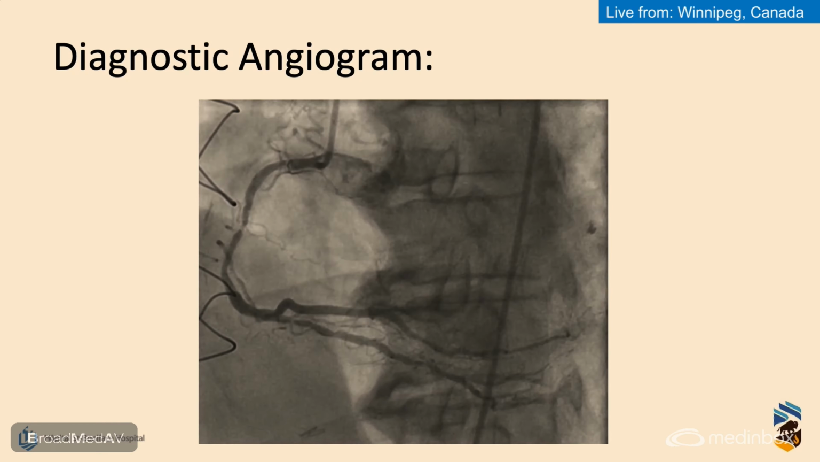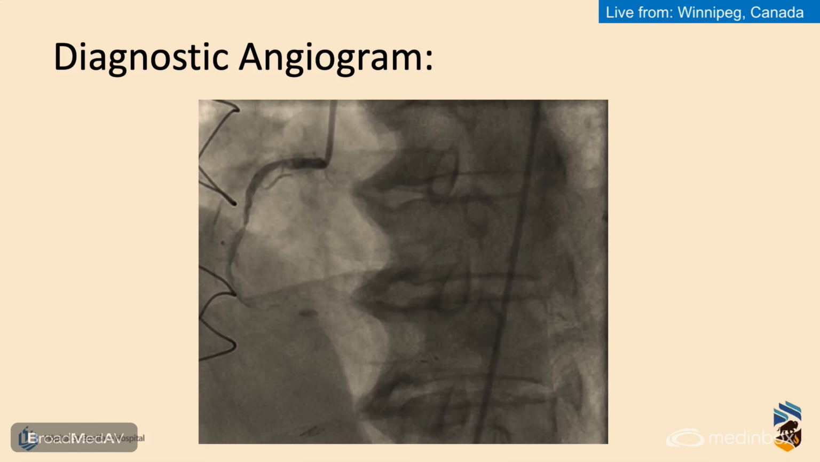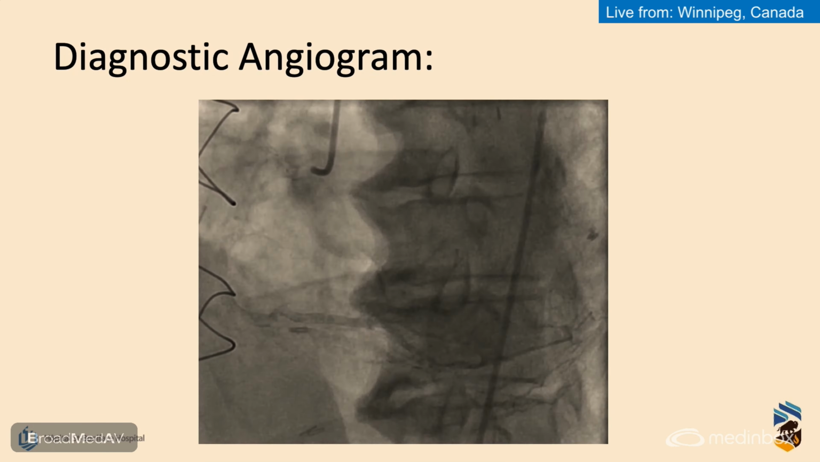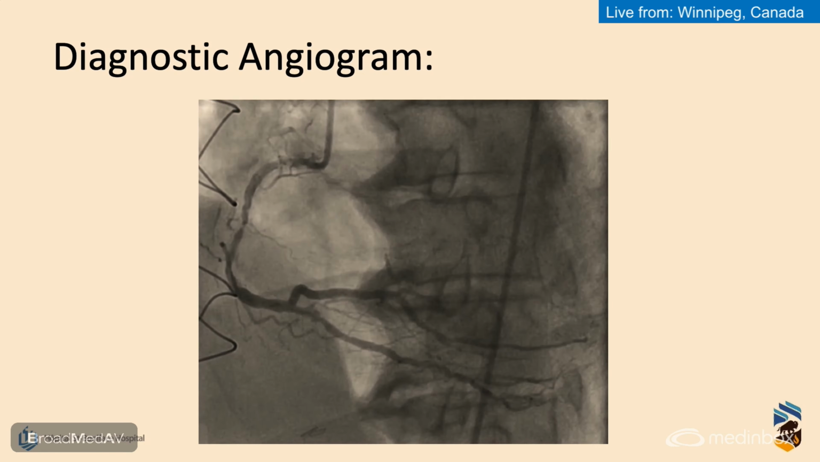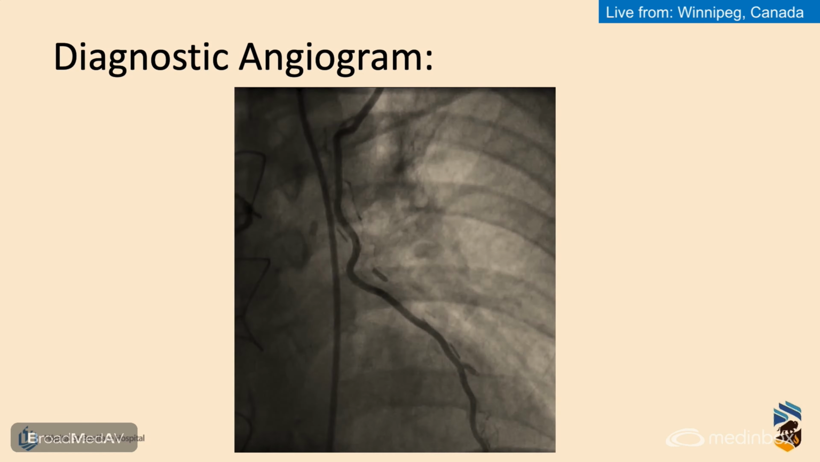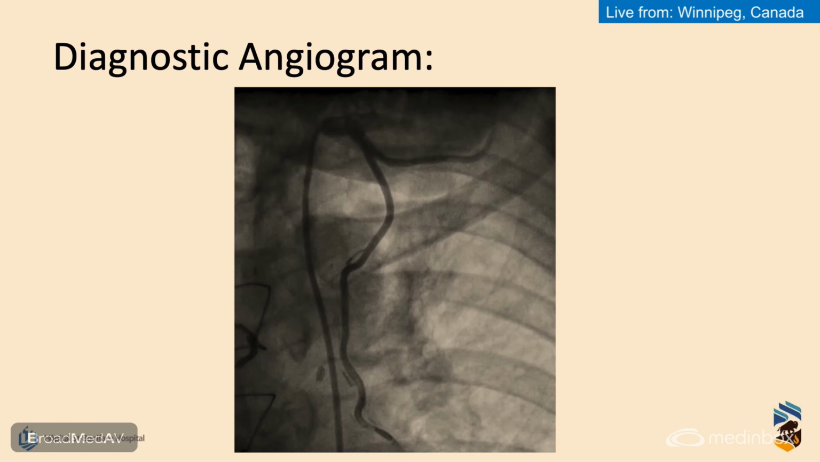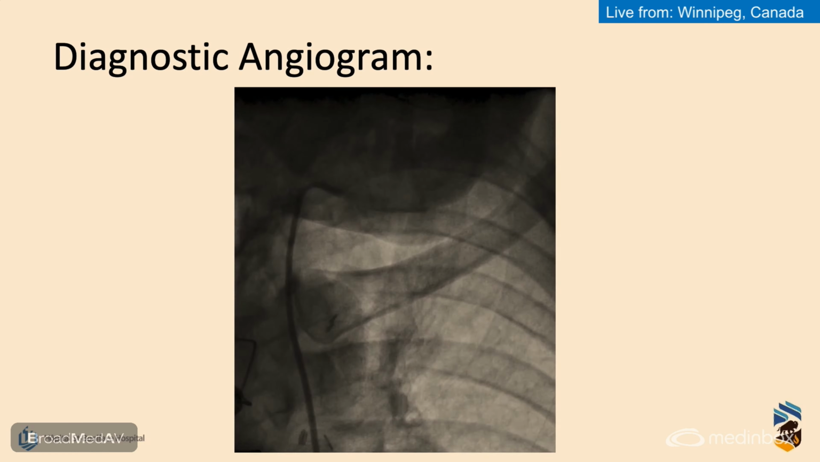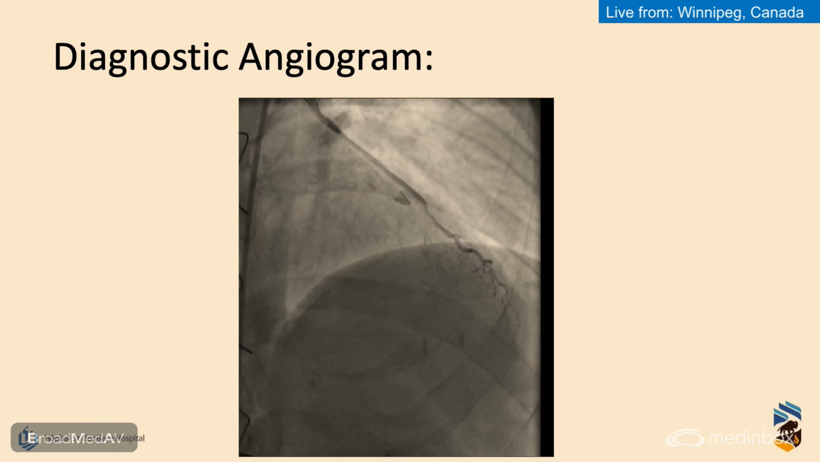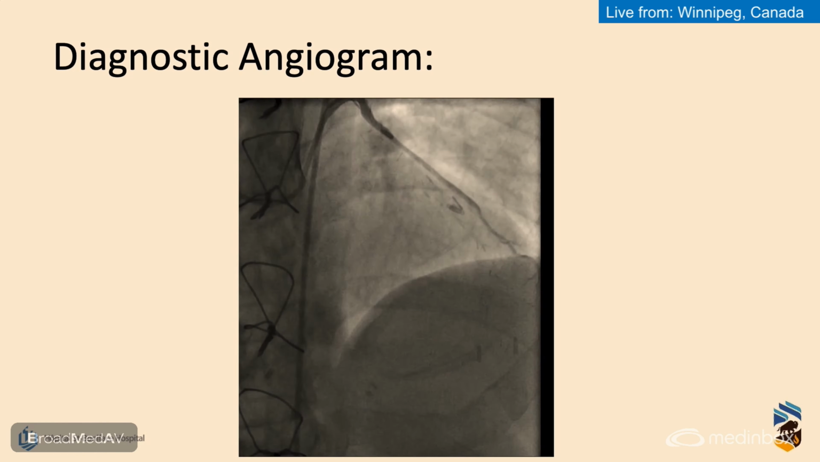The RCA graft to the PDA was also occluded, and he had a severe calcified proximal lesion as well as a mid lesion, and then a separate lesion in the PDA. His arterial graft to the LAD, as expected, is patent, but you can see it's to quite a distal LAD target, and the vein graft to the diagonal was patent.